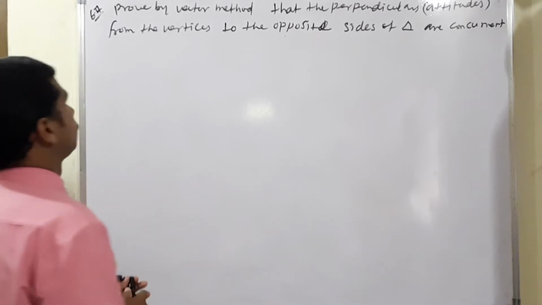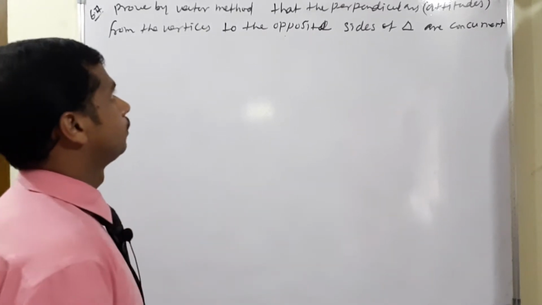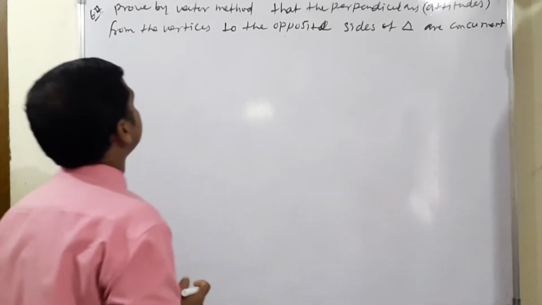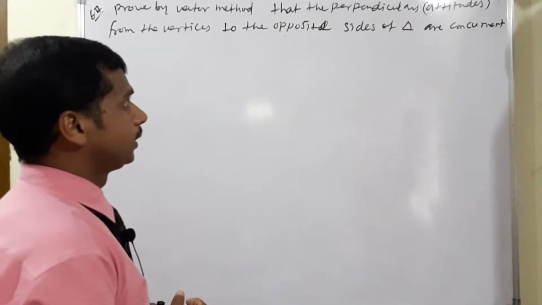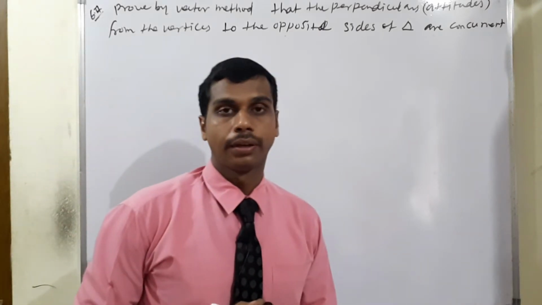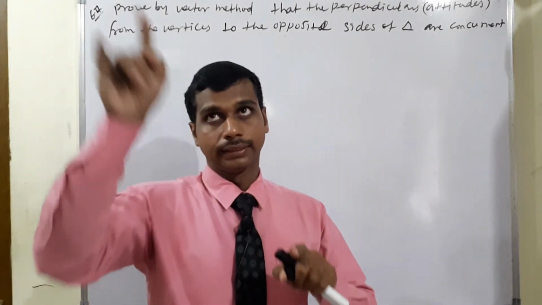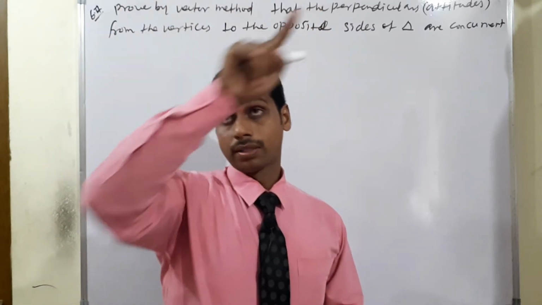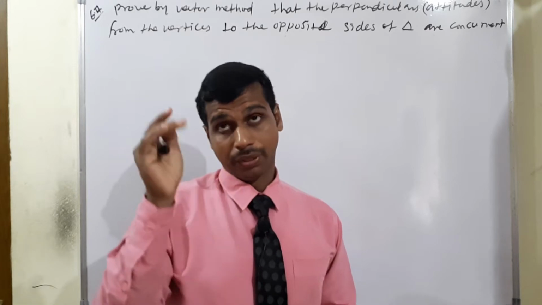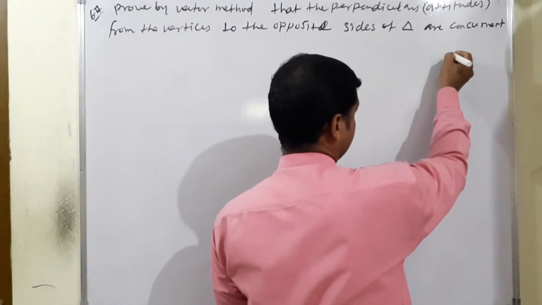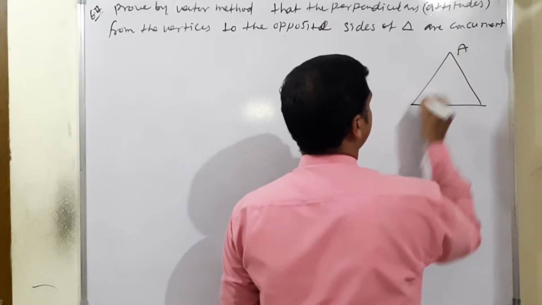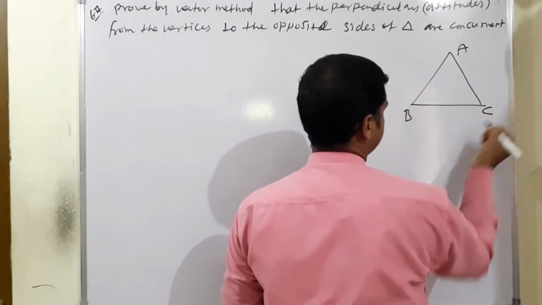Example 6.7: prove by vector method that the perpendicular altitudes from the vertices to the opposite sides of a triangle are concurrent. What is the meaning of concurrent? If you have three lines meeting at one point. For example, consider one triangle with A, B and C.